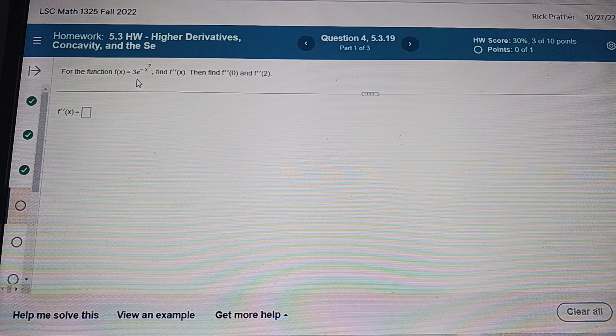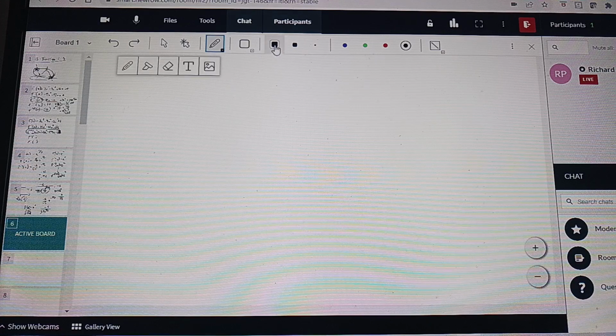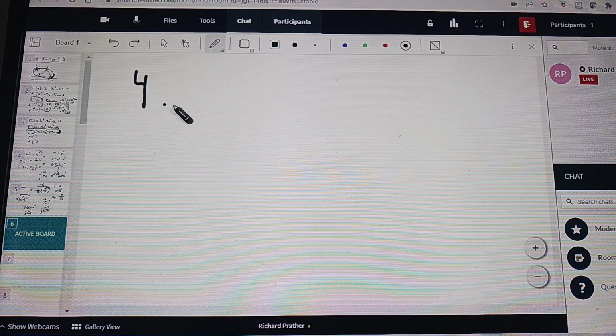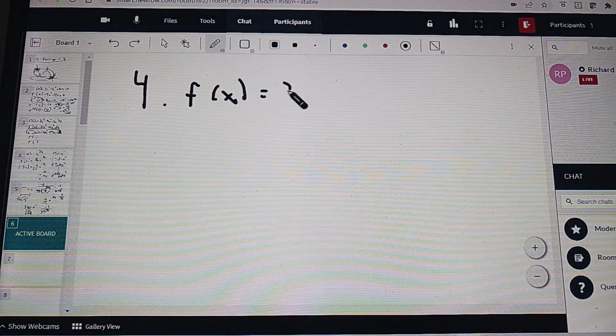Okay, here is one with an e in it. So the original function is 3e to the negative x squared. And it's the same directions as the first three problems. Find the second derivative and then plug in various numbers that they're going to give us. So fourth problem, f of x equals 3e to the negative x squared.